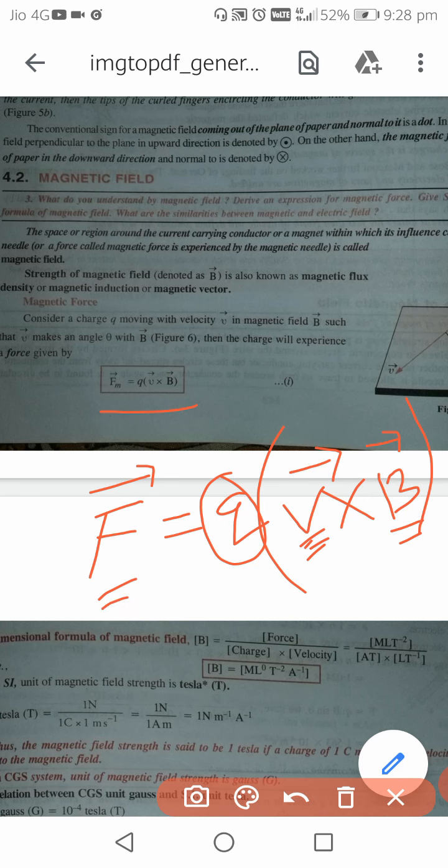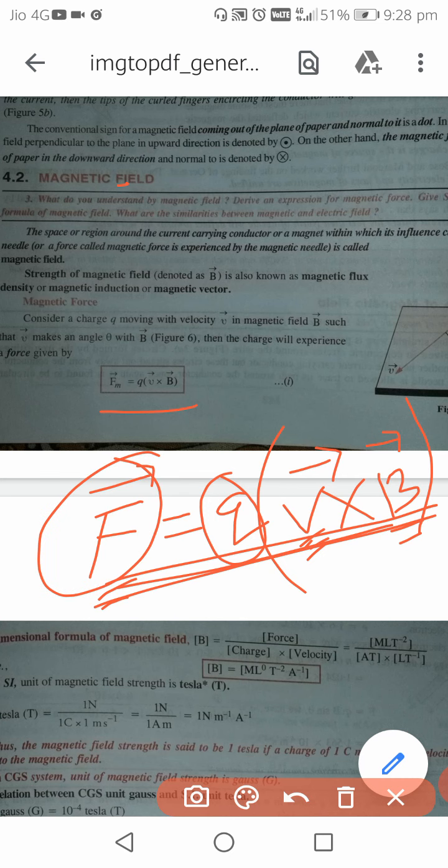But in the electric field it was not like this. In the electric field, if the charge is static or at rest, it will feel the electric field force, because F equals QE only. V was not there. But in a magnetic field, remember that the charge has to be in motion. It must have some velocity, then only it will feel the magnetic force. Okay, now we will focus here.